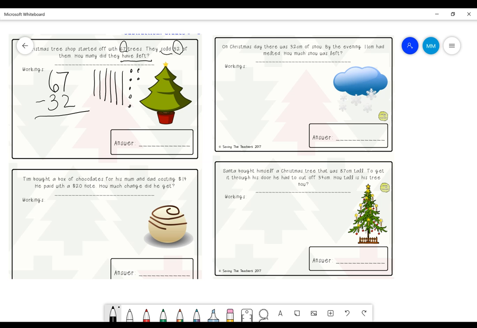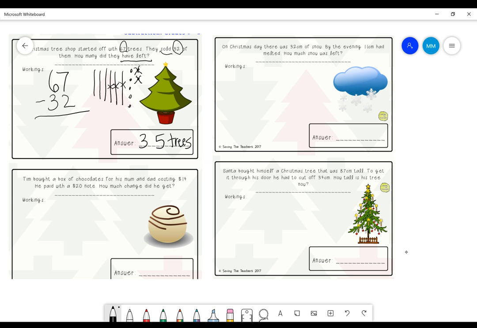So the first thing I'm going to do is take away from my whole in my model. So I have 67 trees. I'm taking away 32. So I'm going to start with my ones. In 32, I'm taking away 2 ones. And in my tens place, I'm taking away 3 tens. So looking at what is left, I have 5 ones and 3 tens. So how many trees did they have left? 35 trees.